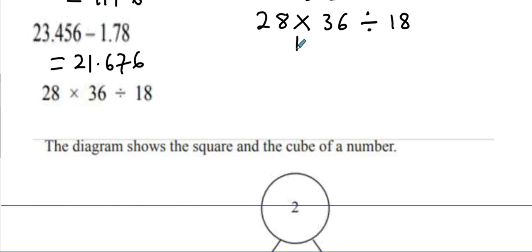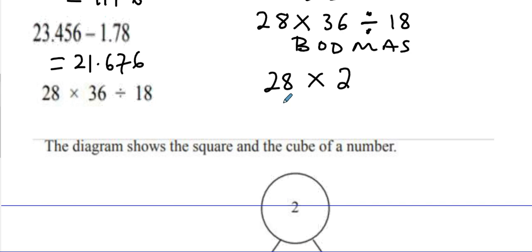What I do, I remember ODMAS. Do I have brackets? No, we don't have brackets. Do we have division? Yes, we have division. So we have to divide before we multiply. So 36 divided by 18, the answer is 2. Then finally you can multiply 28 times 2. The answer is 56.